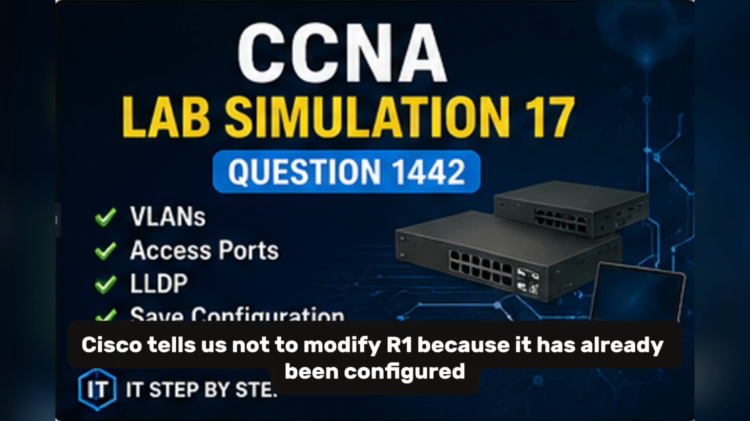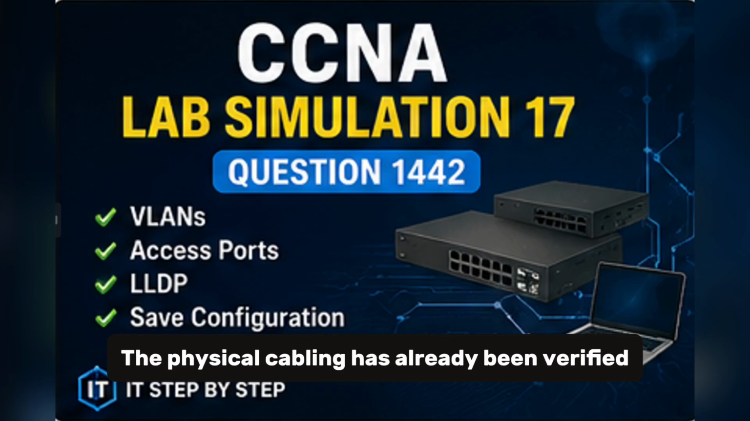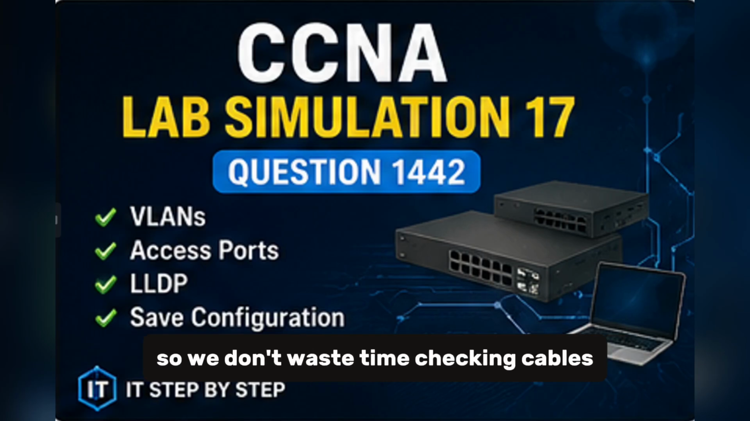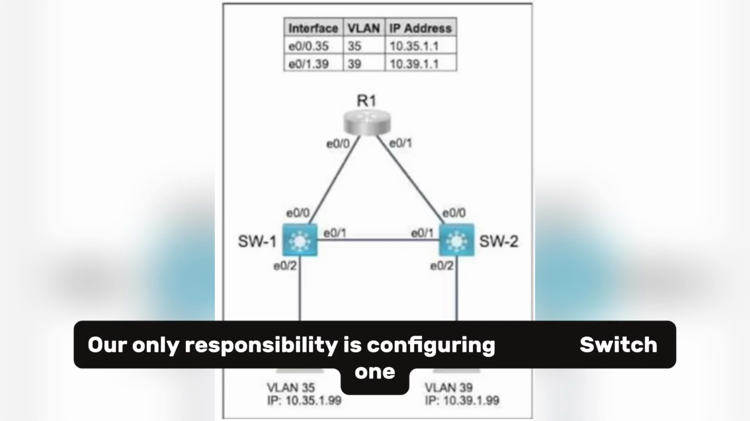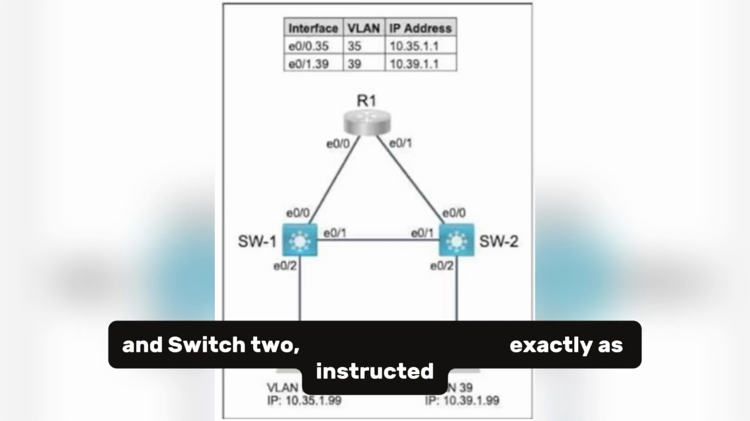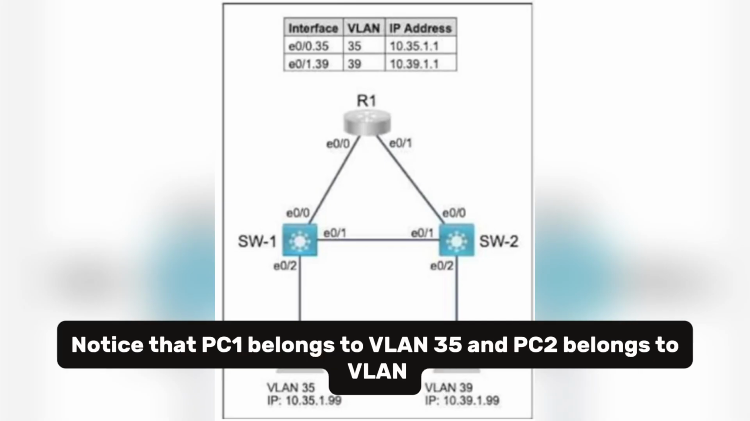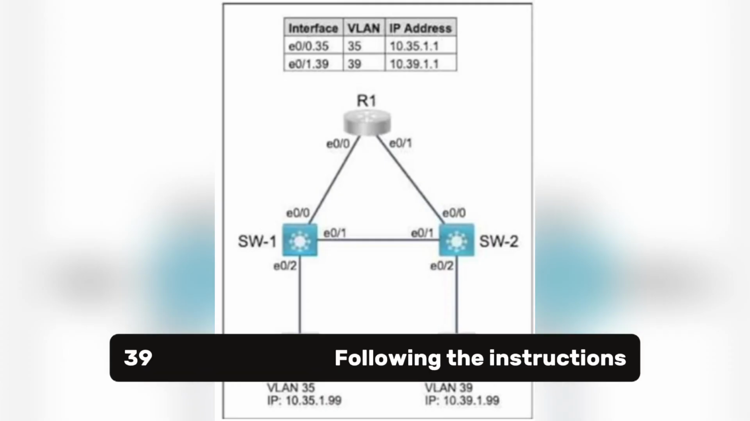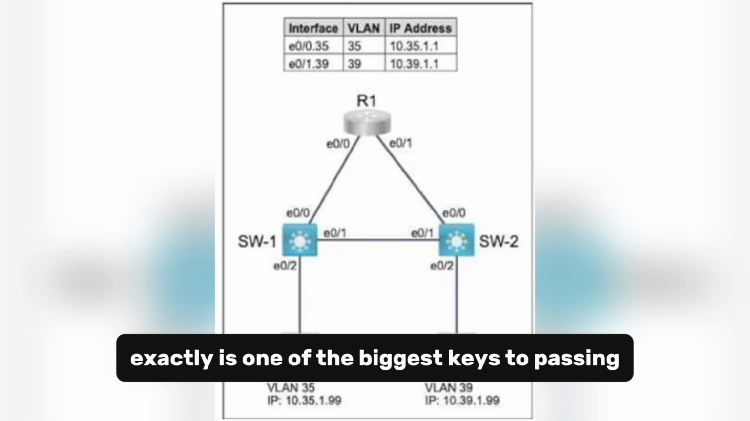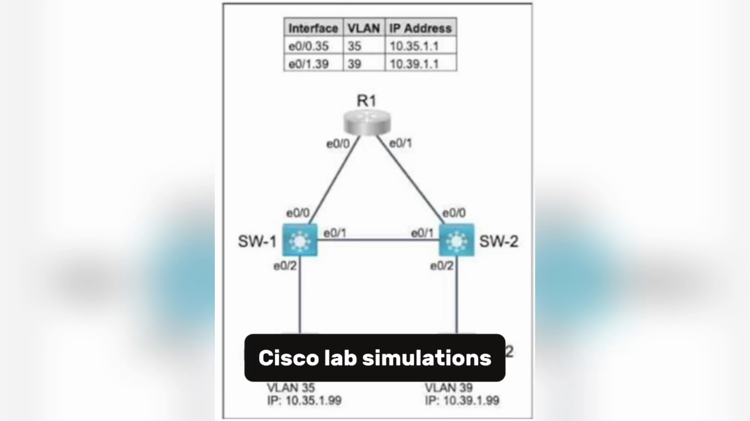Cisco tells us not to modify R1 because it has already been configured. The physical cabling has already been verified, so we don't waste time checking cables. Our only responsibility is configuring switch 1 and switch 2, exactly as instructed. Notice that PC1 belongs to VLAN 35 and PC2 belongs to VLAN 39, following the instructions. Following instructions exactly is one of the biggest keys to passing Cisco lab simulations.